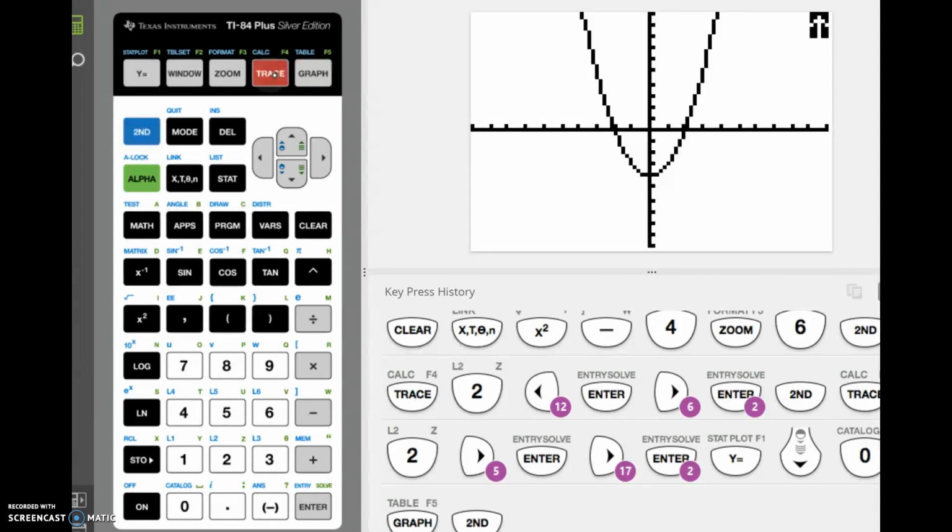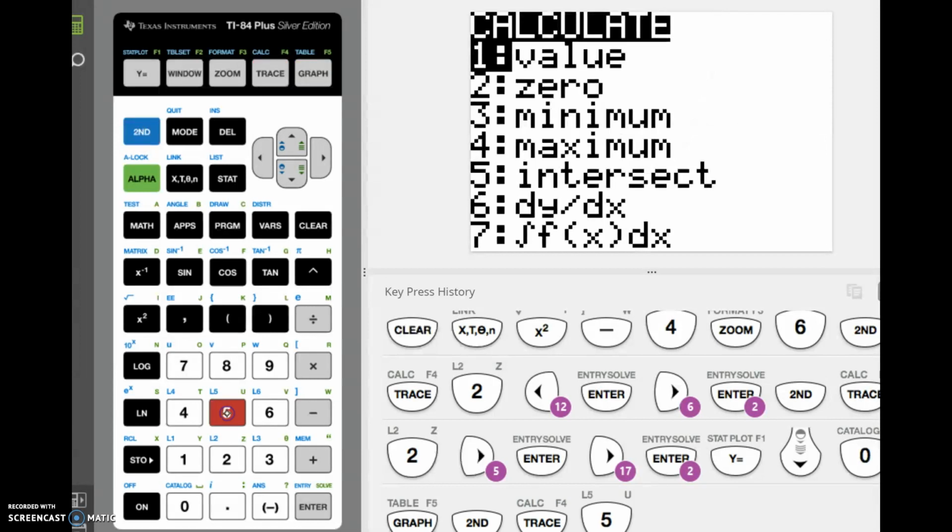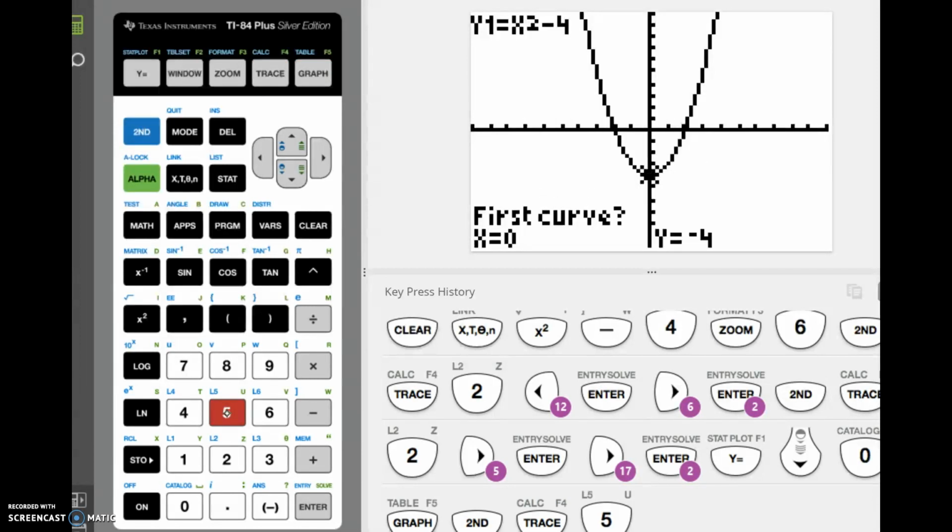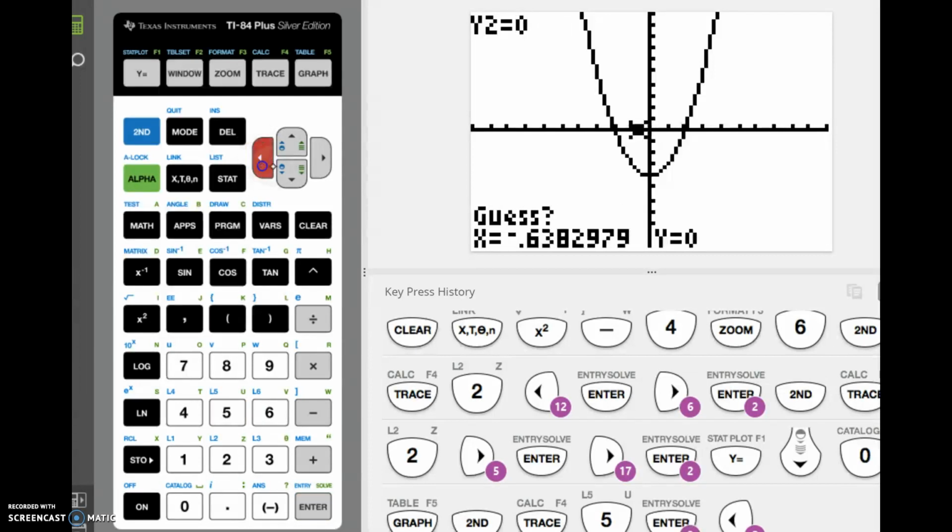So I could do second trace, intersect is option number 5. And for this, remember, there's only 2 equations here. So I can just do the first curve, second curve, and I just move it towards whichever x-intercept I'm looking at. So say I want the one on the left, move closer to that one, hit enter, and I get my value out. So 2 pretty easy ideas there. Looking for x-intercepts, 2 different ways to do it.